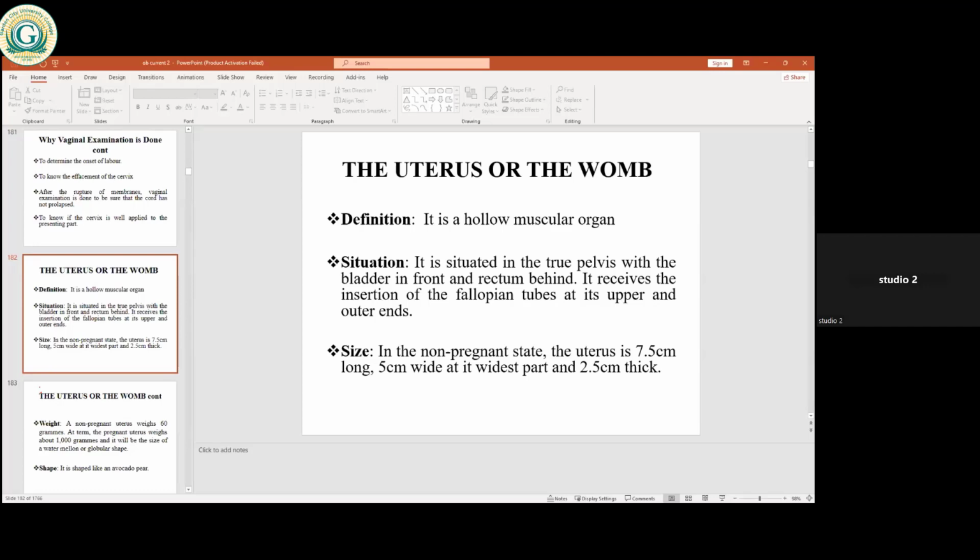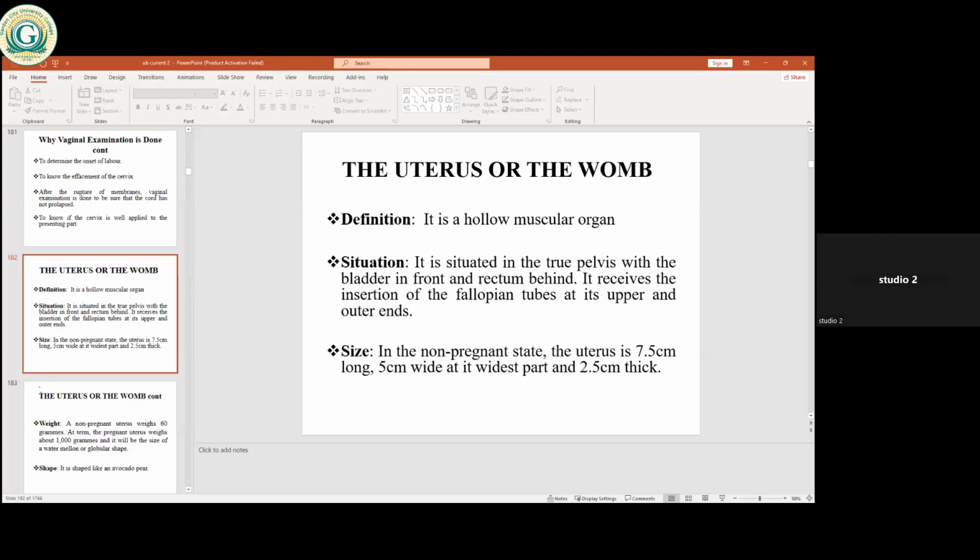So, any question again? Otherwise, we move on. In front of you now is the slide showing uterus or the womb. Uterus or the womb. Uterus or the womb. Yes, Ebenezer. Ebenezer, your hand is up. Hello? Can we go ahead?